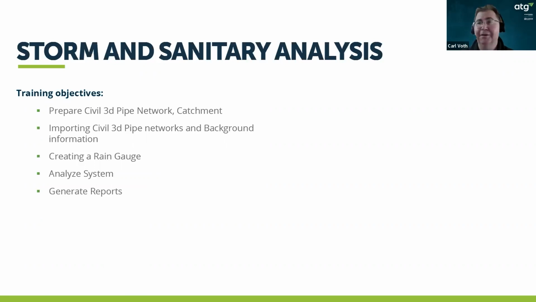So we're going to combine all of those together. First thing we're going to do is prepare our Civil 3D pipe network and our drainage areas. We're going to import those Civil 3D pipe networks and background information into SSA. We're going to create a rain gauge. We're going to analyze that system. We're going to generate some reports from it. And if time happens, we're going to show you some problems that occur with SSA and how to fix them.